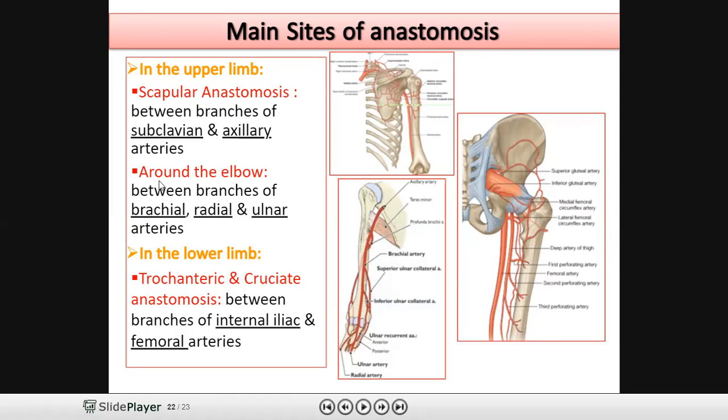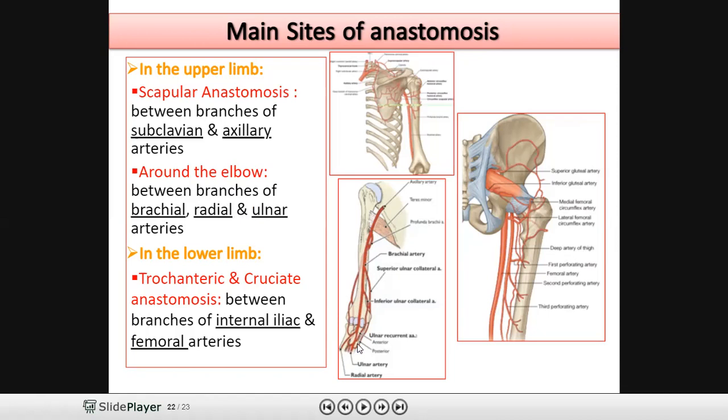Then again, we have another anastomosis around the elbow joints. Now this anastomosis is formed between branches of the brachial artery, the radial artery, and the ulnar artery. So here, this is the brachial artery. Now this branch is called the superior ulnar collateral artery. Then we have the inferior ulnar collateral artery coming from the brachial artery. Then we also have the radial and the ulnar artery.